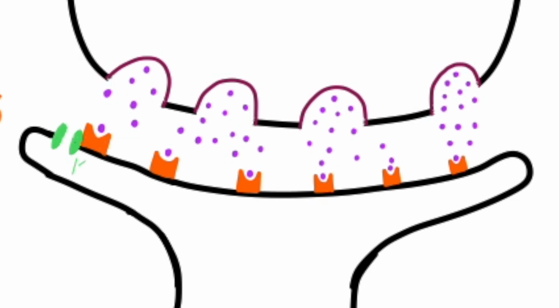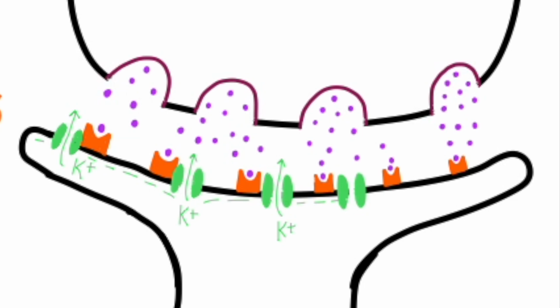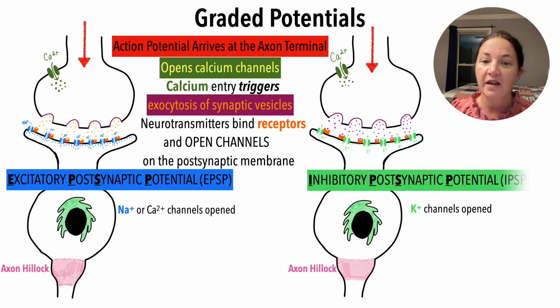Now let's look at the other set of neurons and see that if potassium channels were the ones that were opened on the postsynaptic membrane, we have a very different thing happen. Potassium is always more concentrated inside of the cell, so voila, do you see it's going to go out? And as positive ions leave the neuron, well, what do you know? Relatively, it becomes more negative. So we represent that with little negative signs. This is an inhibitory postsynaptic potential, an IPSP. So it's going to inhibit the next neuron from firing an action potential.